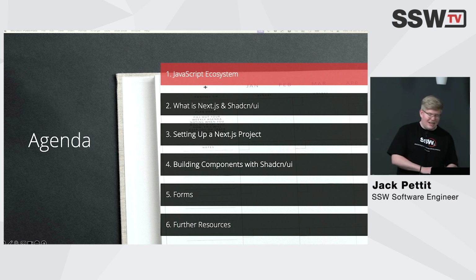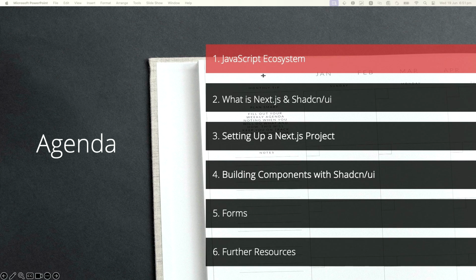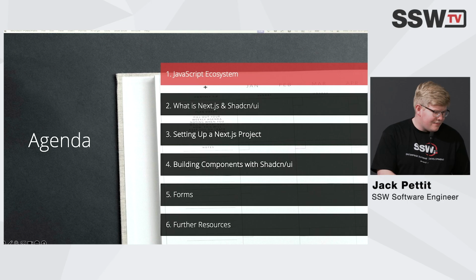Awesome. So for today, we're going to be talking first up about the JavaScript ecosystem, where it started to where it is now. We're going to talk about what is Next.js and what is this Shadcn UI thing with a weird name. We're going to talk about setting up a Next.js project. Then we're going to have a little fun, a few demos about building UI components with Shadcn, and then have a little play around with some forms. And then I'll just leave some further resources, and that will be everything.